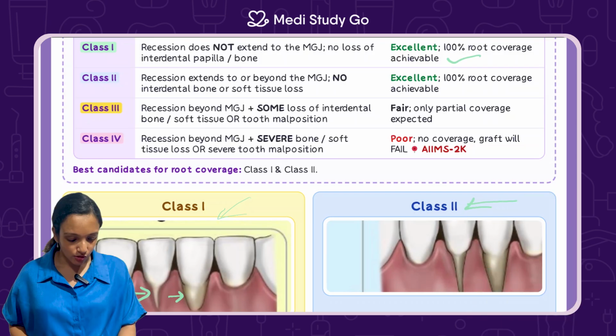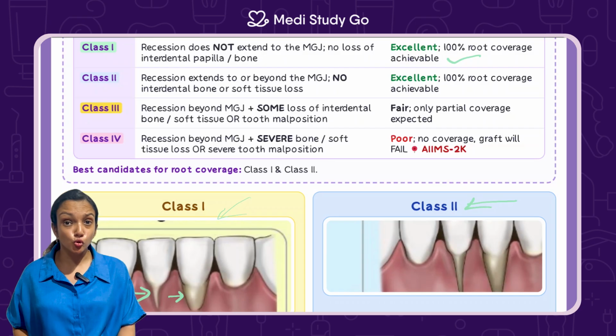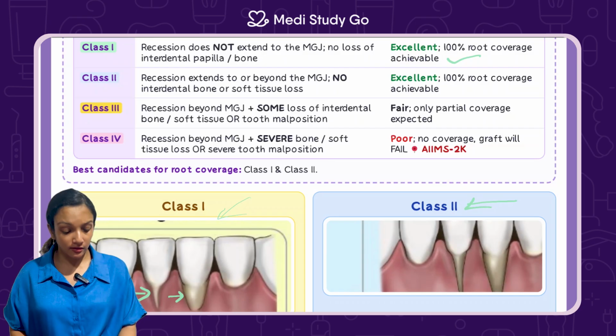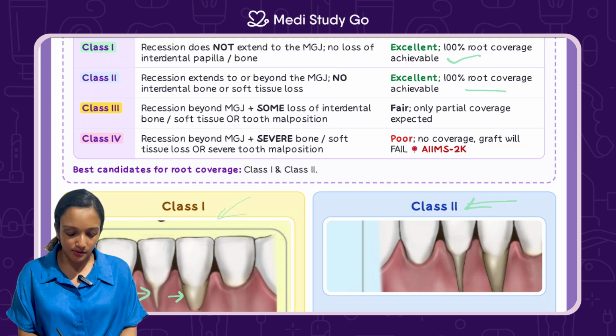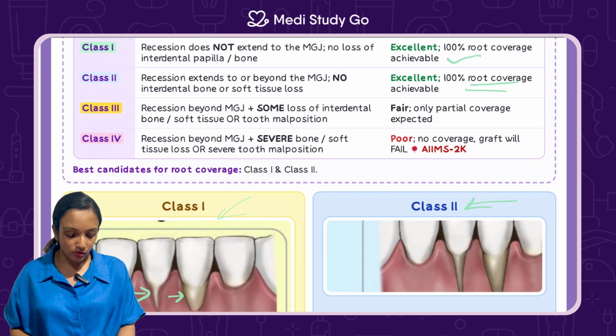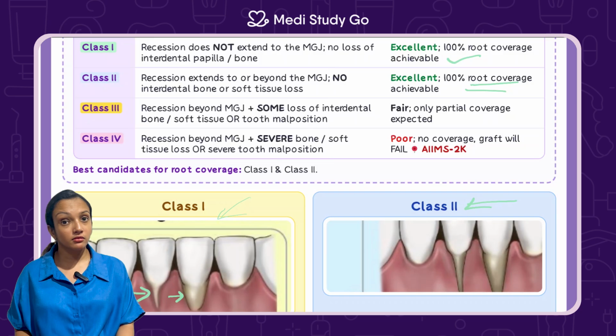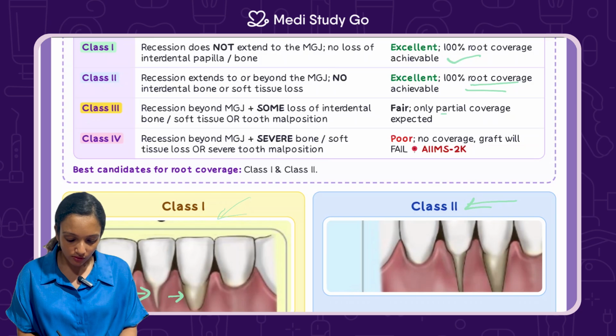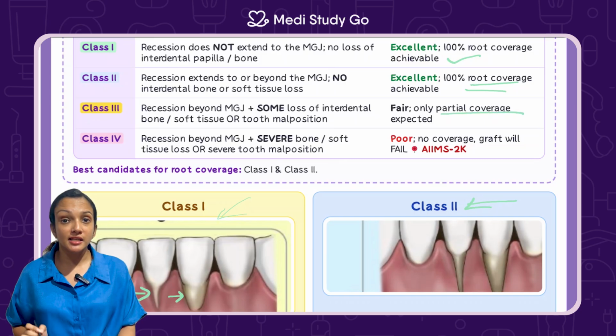Now class 2. Here the recession extends to or beyond the mucogingival junction, but again there is no interdental bone or soft tissue loss. So even here you can expect 100% root coverage. That is class 2. Now in class 3, here the recession extends beyond the mucogingival junction and there is some loss of interdental bone and soft tissue or tooth malposition. So here only partial coverage is expected.